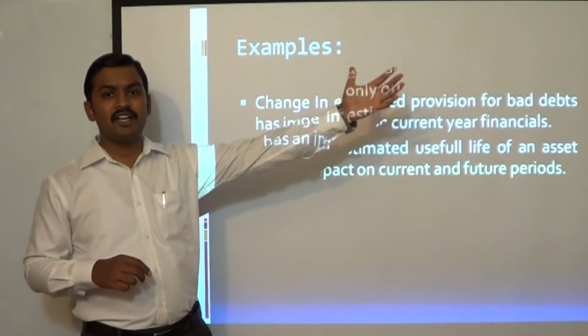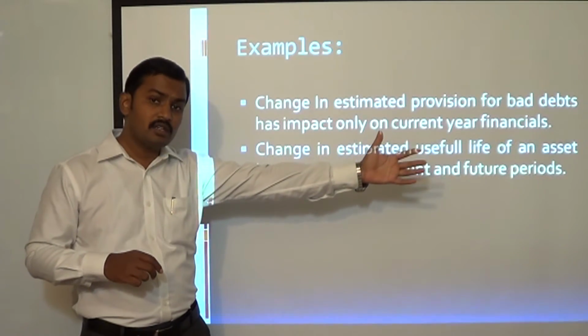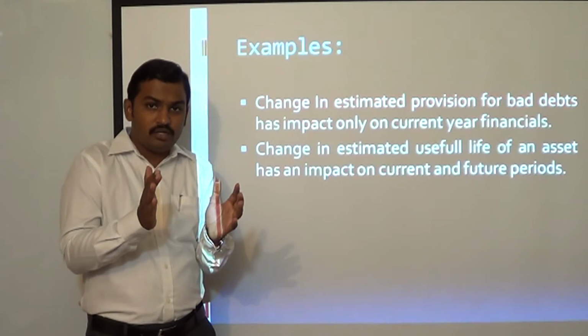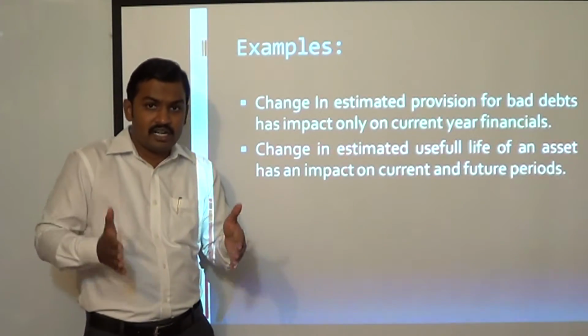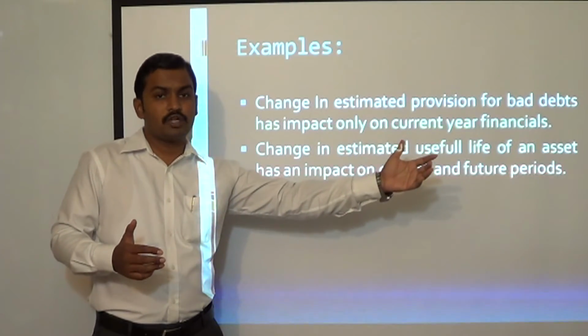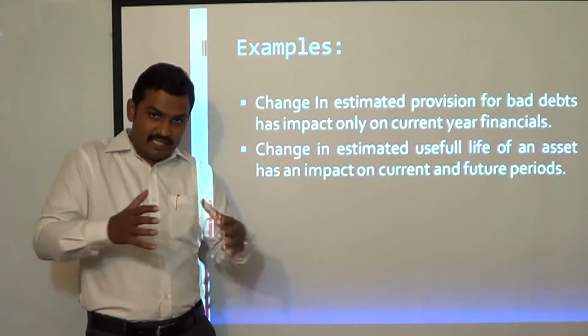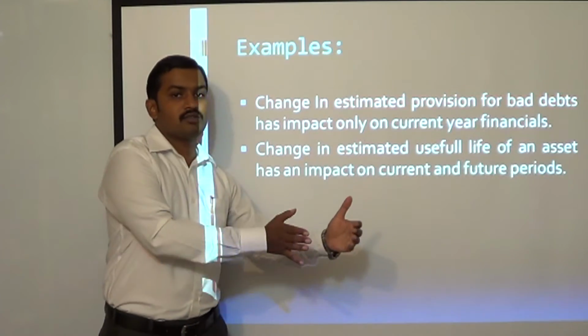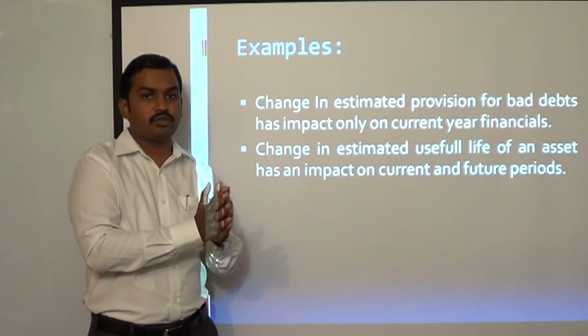It will also have an impact on depreciation on the same asset which is going to be charged in the future. So if you reduce the estimated useful life, automatic depreciation charge for the current year would increase and also for the future it will also increase. Is it clear? If you increase the estimated useful life, then automatic depreciation charge for the current year will reduce and also for the future. In future also the depreciation charge is going to reduce.